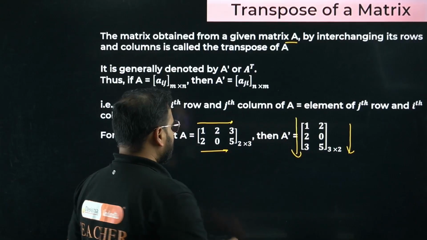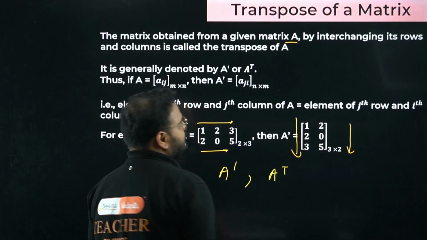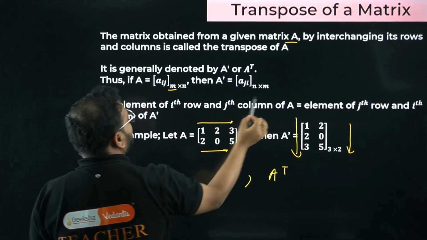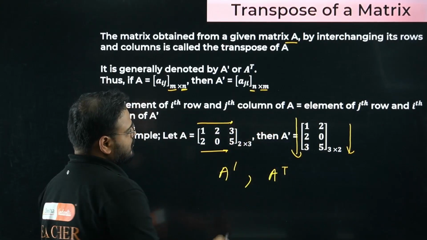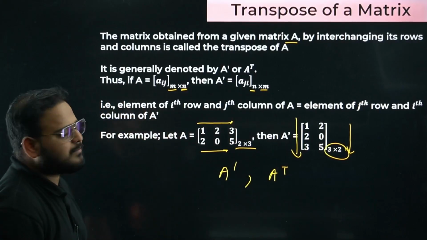What is the notation? You write A dash, or sometimes A T also. A dash or A T. Think here: the M was row, it became column. N was column, became row. So you also see here 2 cross 3 becomes 3 cross 2. Not a problem. Very simple.